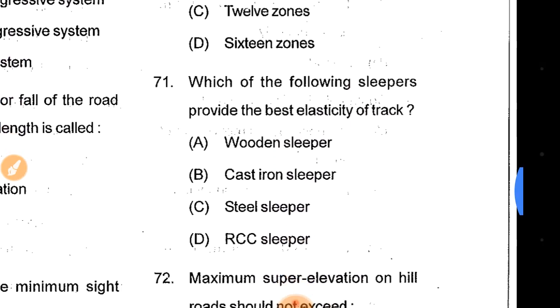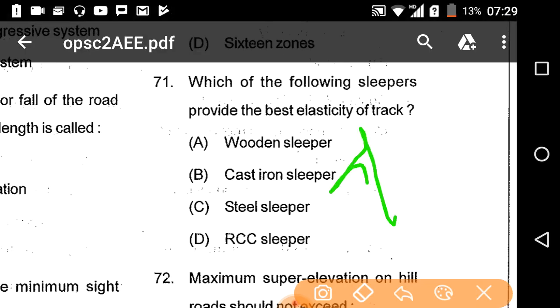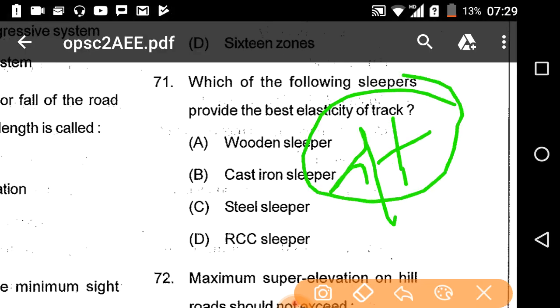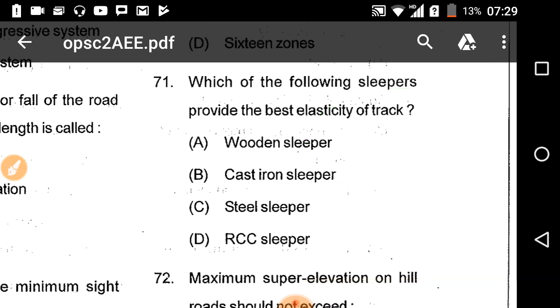Which of the following sleepers provides the best elasticity of a track? Wooden sleeper, cast iron sleeper, steel sleeper, RCC sleeper. Which of the following sleepers provides the best elasticity of a track? Wooden, cast iron, steel, RCC. This is also my doubt. If you know, please comment the correct option.